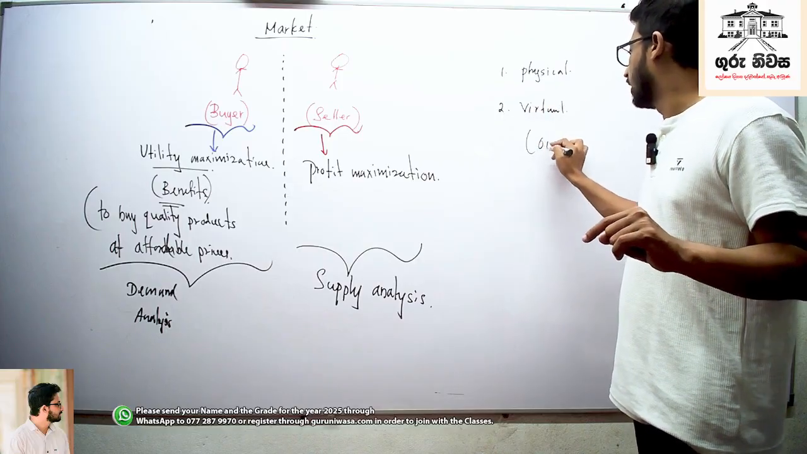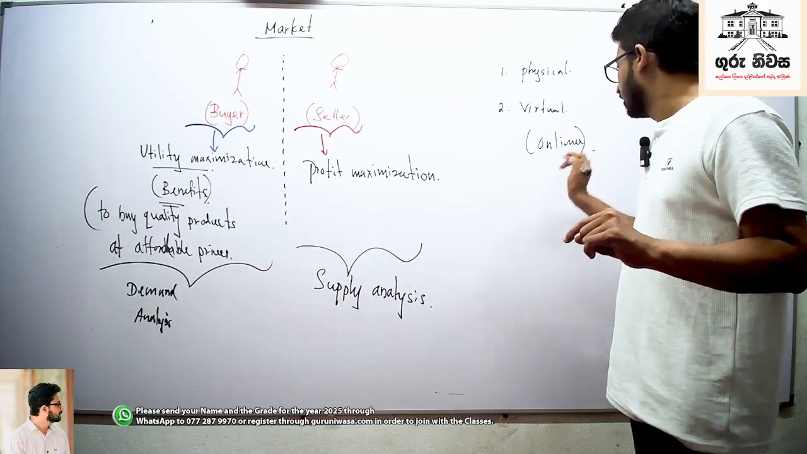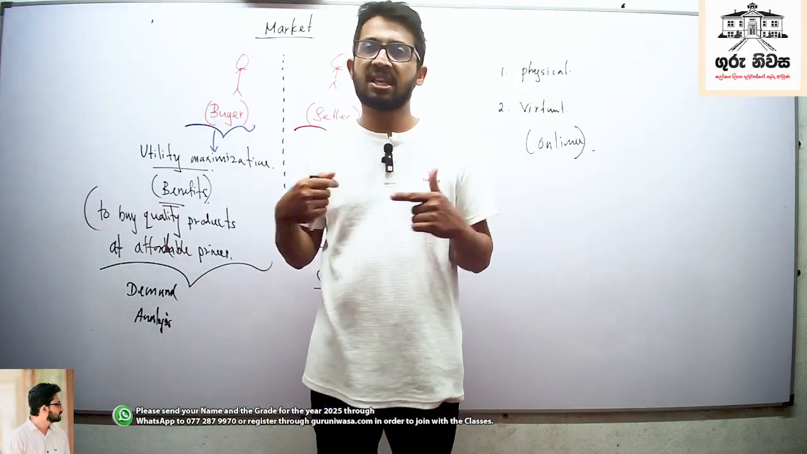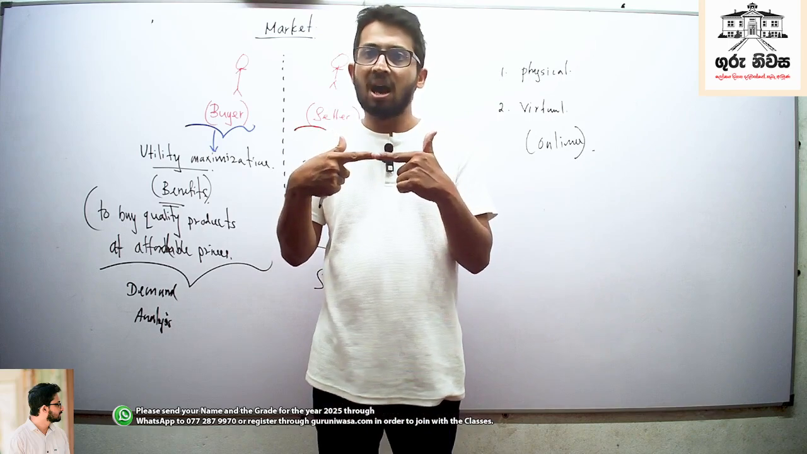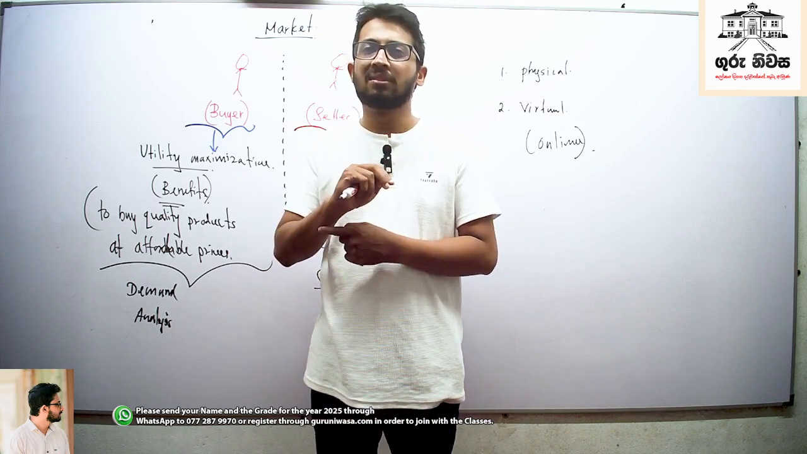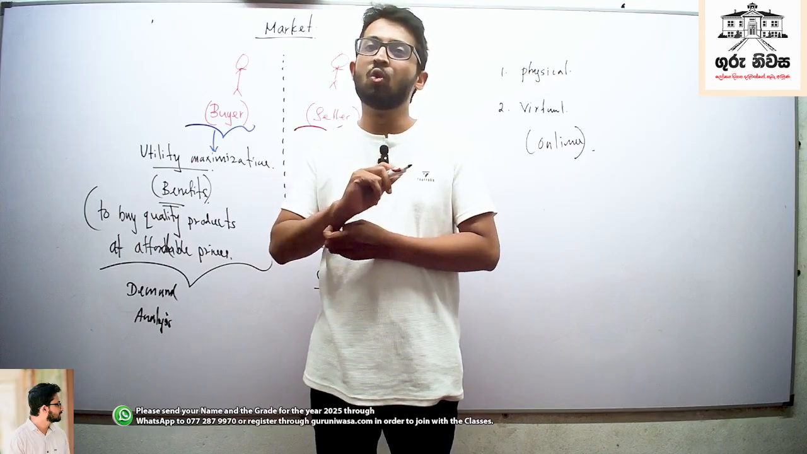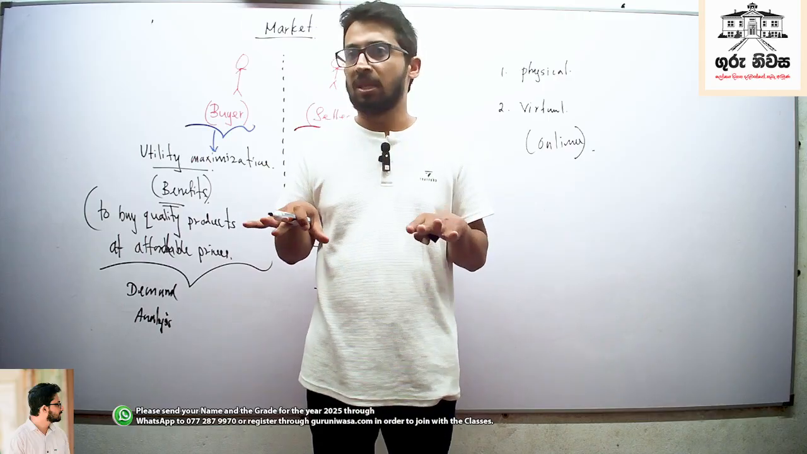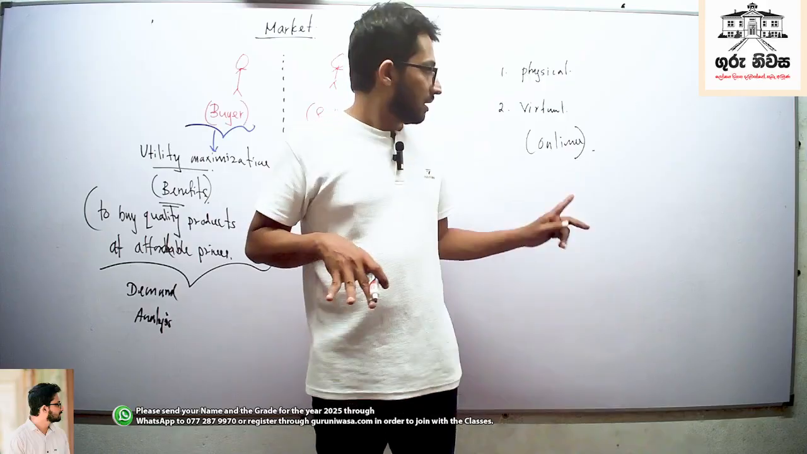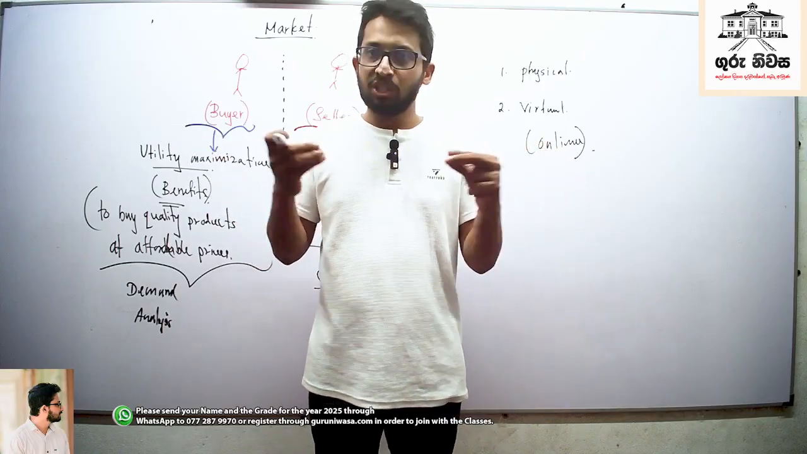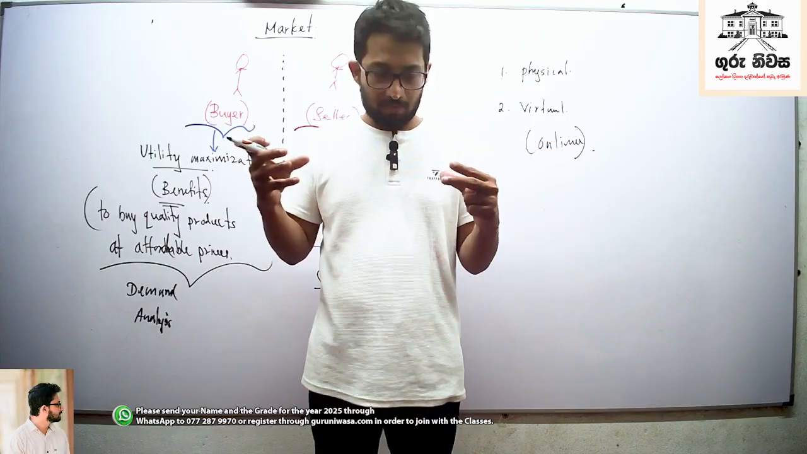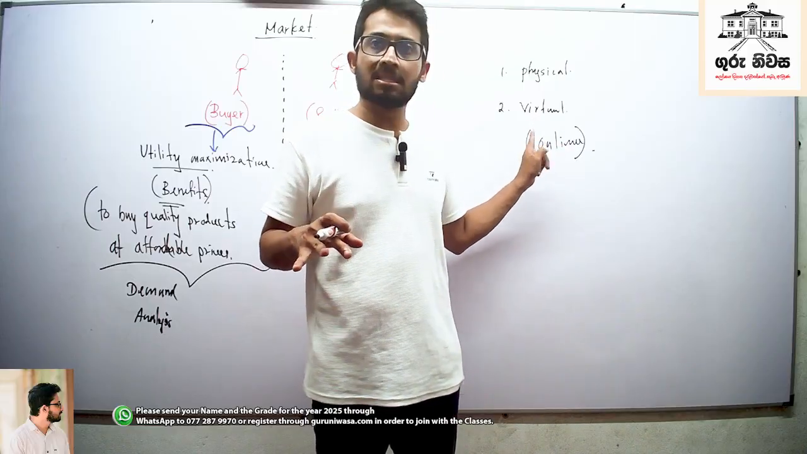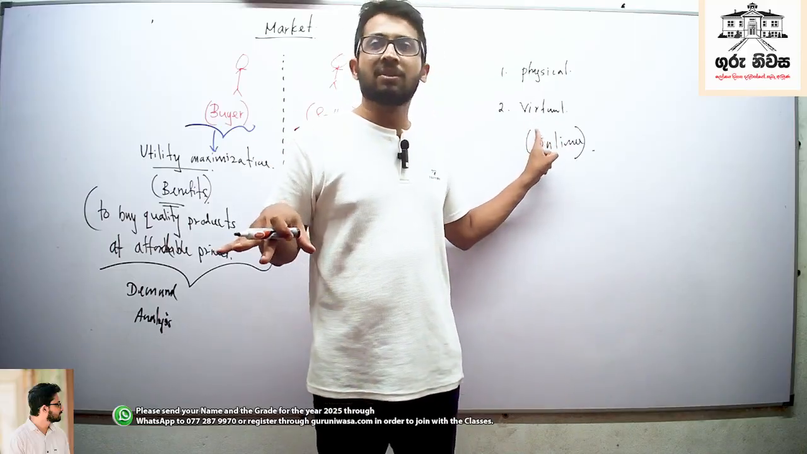Virtual means, in a simple way, online. They make transactions, and it's a type of market, for example Amazon. These online platforms, like Uber Eats and PickMe, are platforms where buyers and sellers meet together, but there's no exact physical place. That's a virtual market.